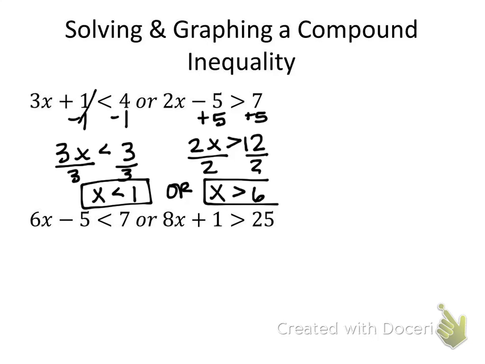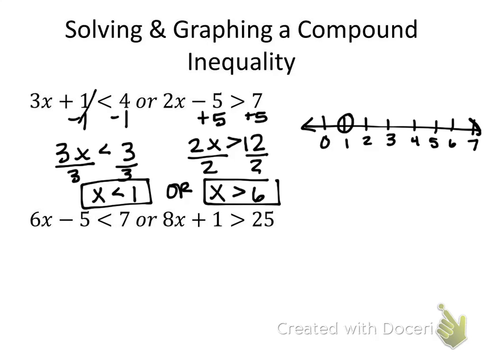You always want to write the word or in between them, so I know that x is either going to be less than 1 or greater than 6. So when I graph it on my number line, it has to have all of these numbers in it. So I'm going to do 0, 1, 2, 3, 4, 5, 6, 7. Okay? Graph it on the same number line. So I'm going to have an open circle over the 1, and x is less than. So I'm going to shade towards the numbers that are smaller than 1. And then x is greater than 6. So I put an open circle and shade towards the numbers that are bigger.